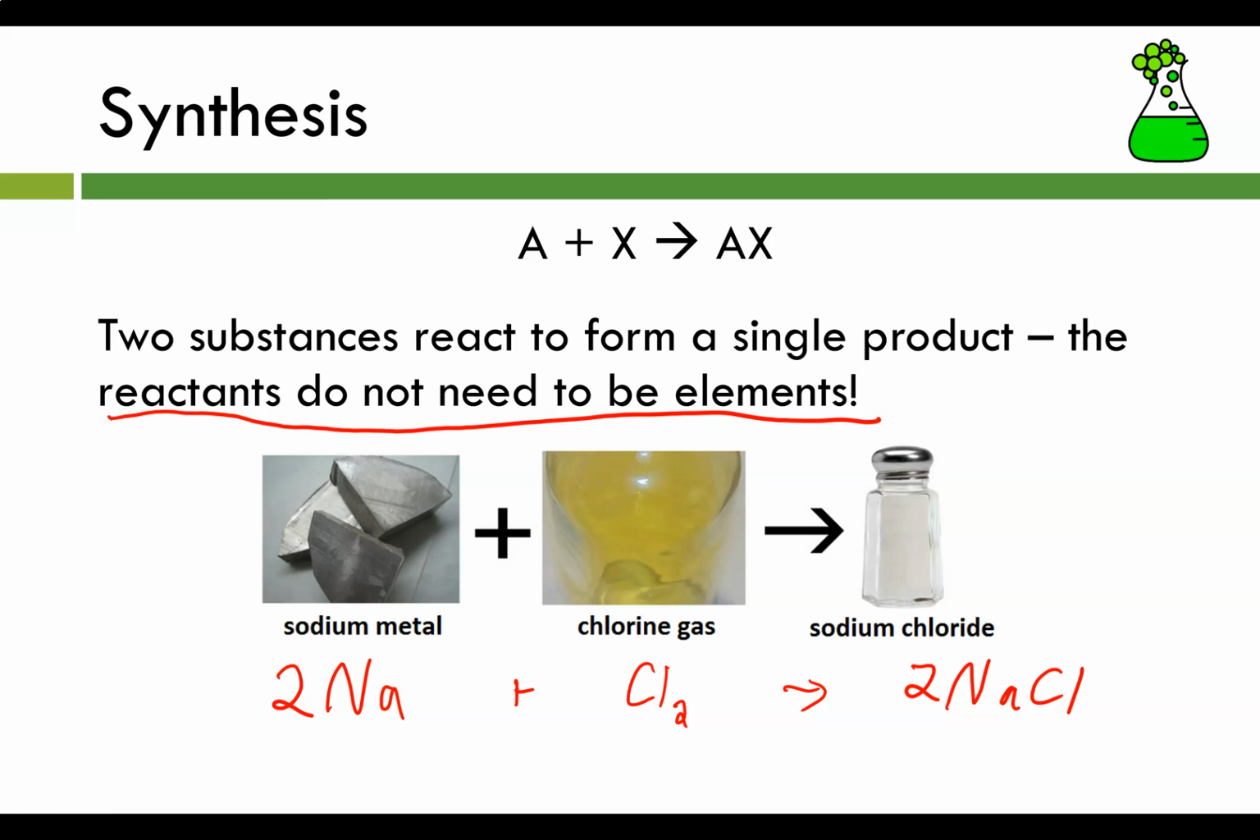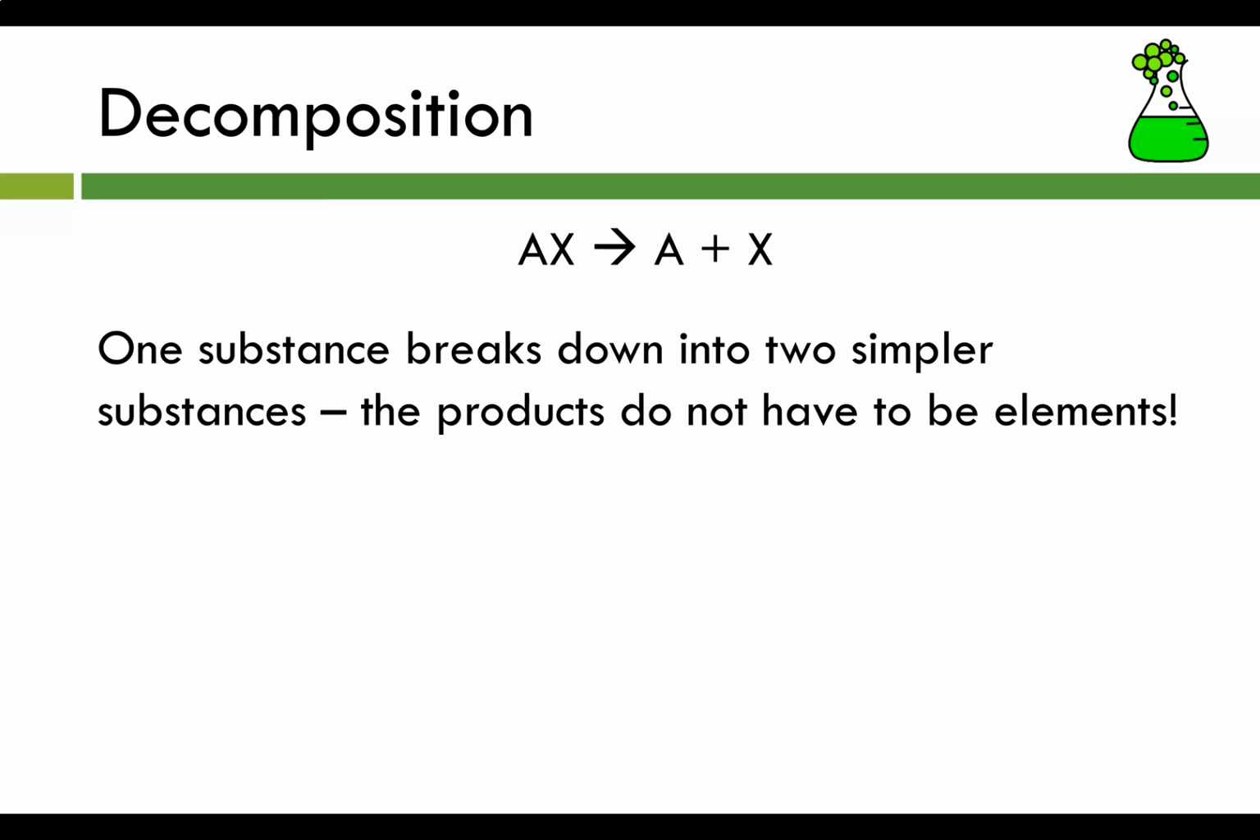Okay, the opposite of a synthesis reaction is a decomposition. In that case, we have a single reactant, in this case AX, decomposing or breaking down into multiple products. So our decomposition reactions are usually pretty easy to identify as there's just one reactant. And again, A and X don't have to be elements, they can just be smaller compounds.